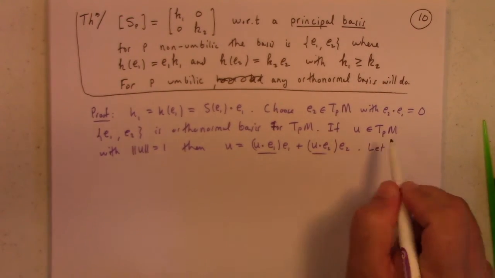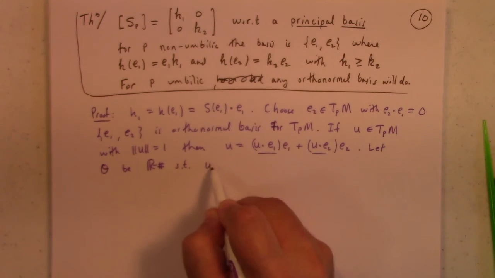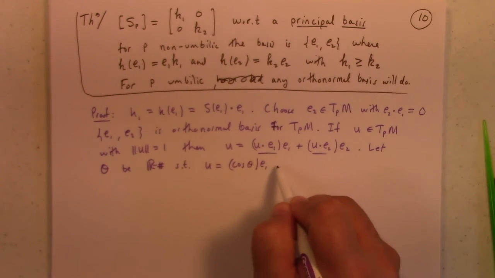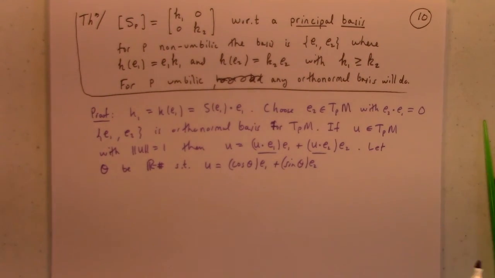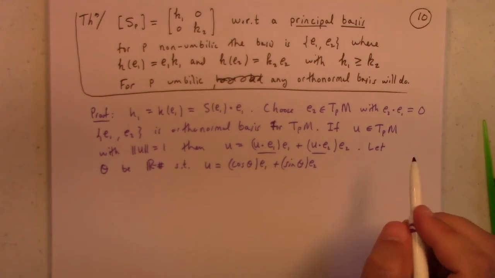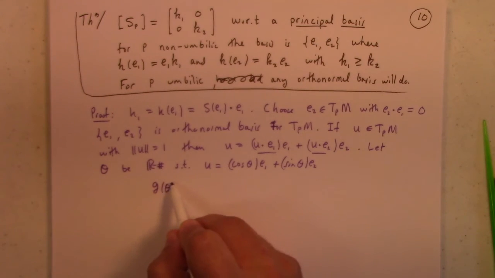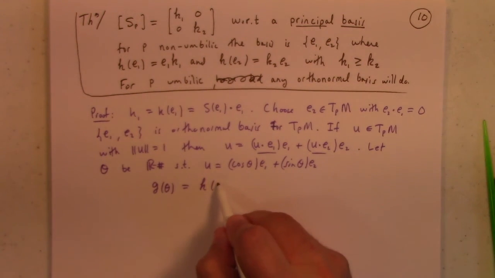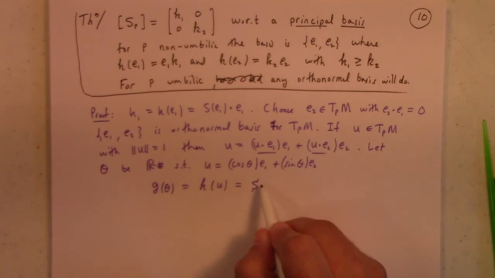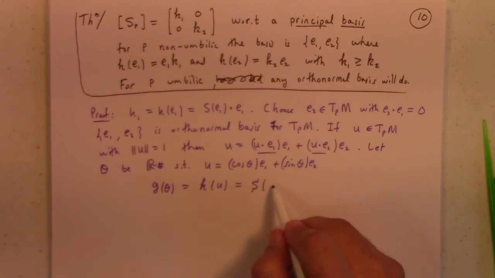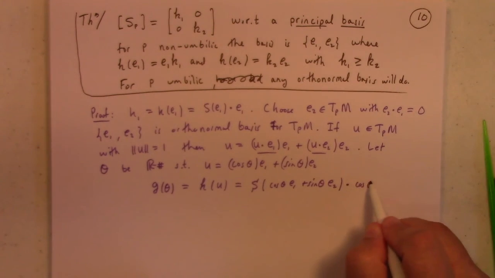So we just let theta be a real number such that U is equal to cosine theta E1 plus sine theta E2, all right? And in view of this angle, we can study k of theta. So each U is associated to a theta, so it brings us, I'm going to call it g, just to give a different name. So g of theta will be k of U, but keep in mind that that's really S of cosine theta E1 plus sine theta E2 dot cosine theta E1 plus sine theta E2.